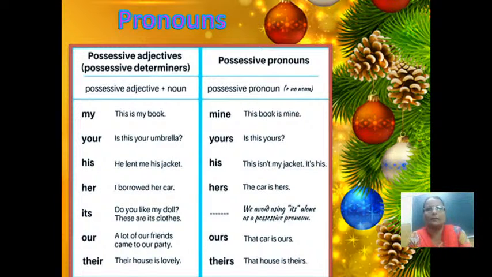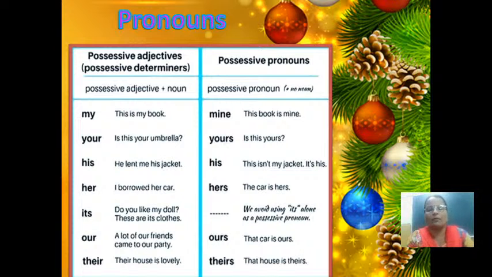Now let's check possessive pronouns. This book is mine. Mine is the possessive pronoun here. After mine there is no noun. Is this yours? Yours is the possessive pronoun and after yours there is no noun. This is not my jacket, it's his. His is the possessive pronoun, after the possessive pronoun there is no noun. This car is hers. Hers is the possessive pronoun, after hers there is no noun.